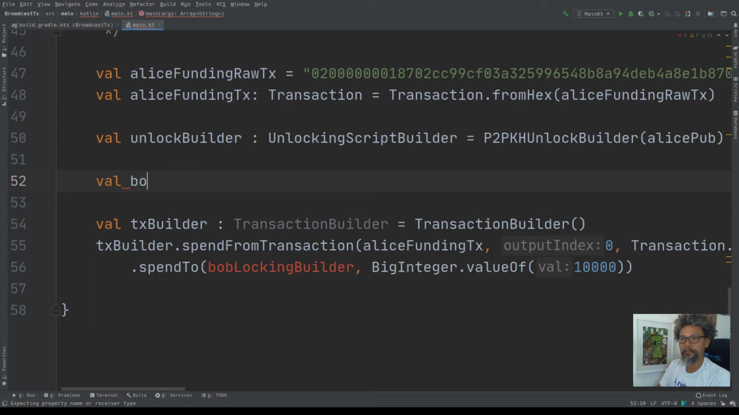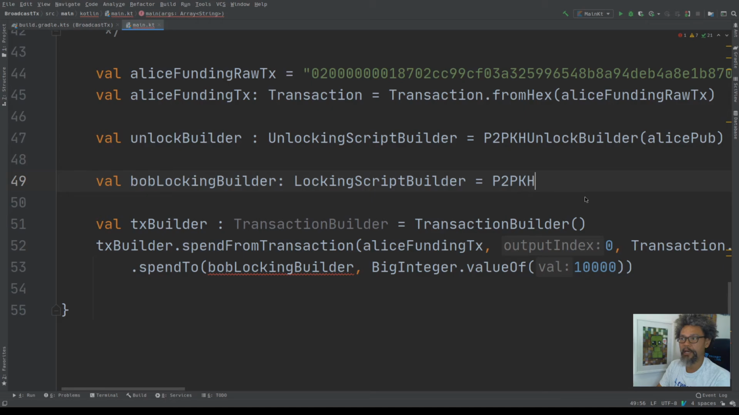So we're going to say Bob locking builder, which is an instance of locking script builder, and it's going to be a pay to public key hash lock builder for Bob, and we're going to pass in Bob's address, right? Just give Bob's address, because the pay to public key hash locking condition only needs a hash of Bob's public key, which is encoded in Bob's address, right? And so that's where we are spending to.